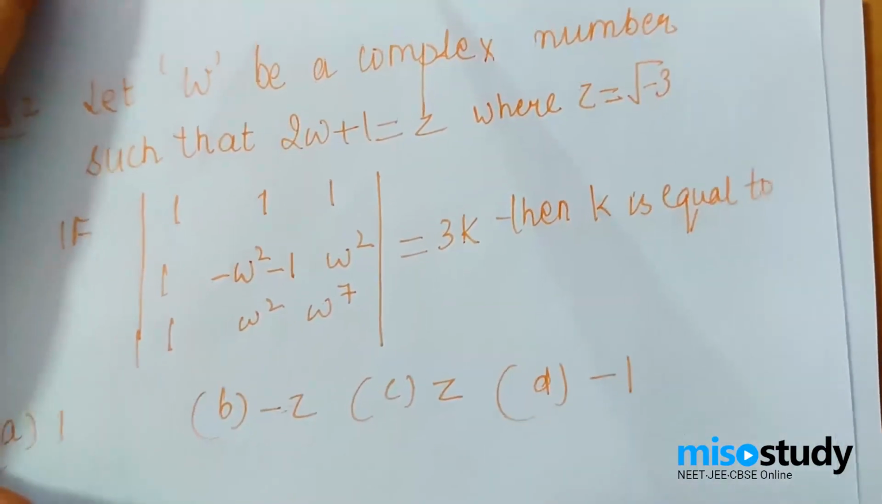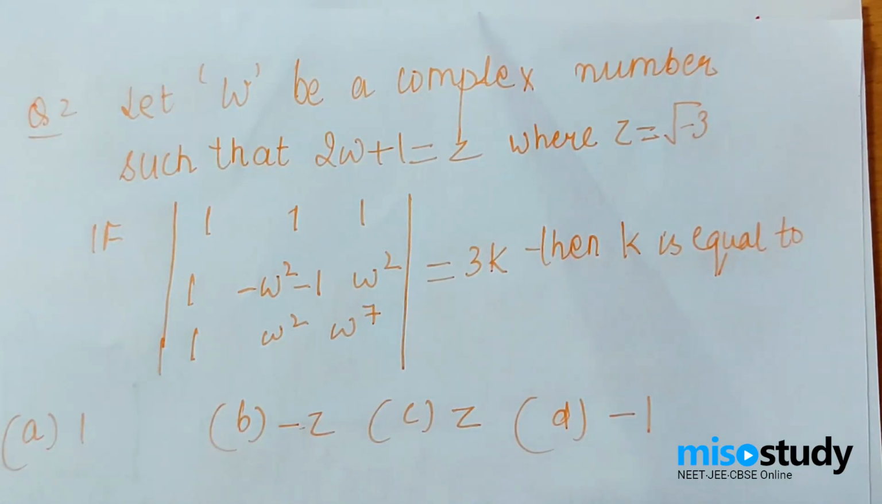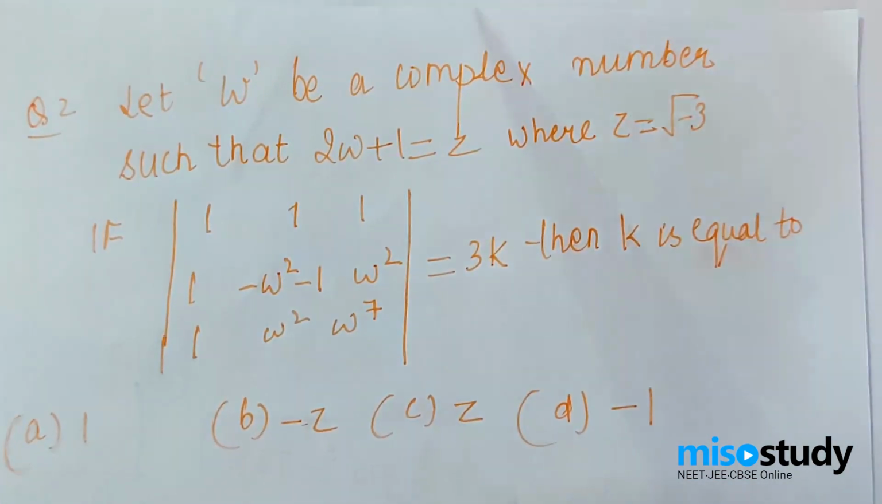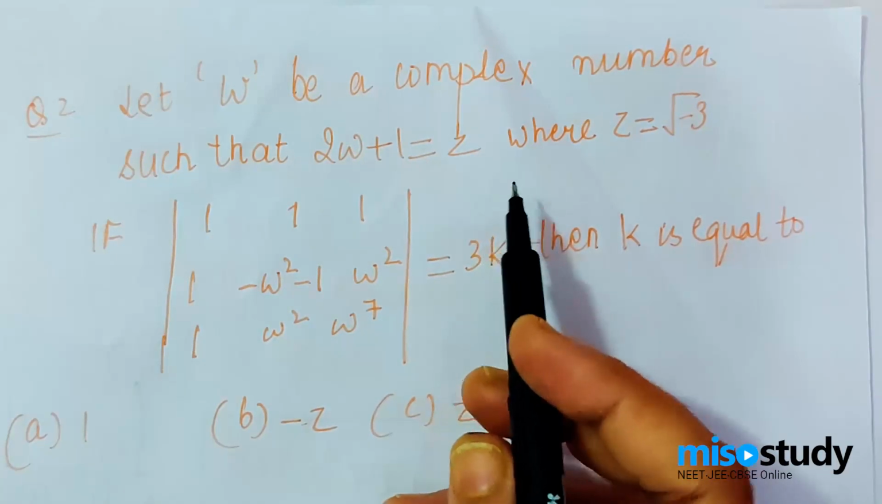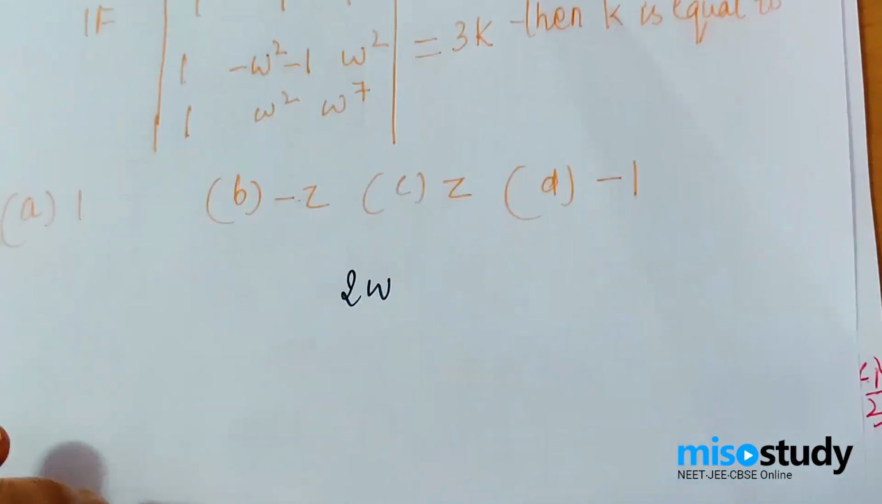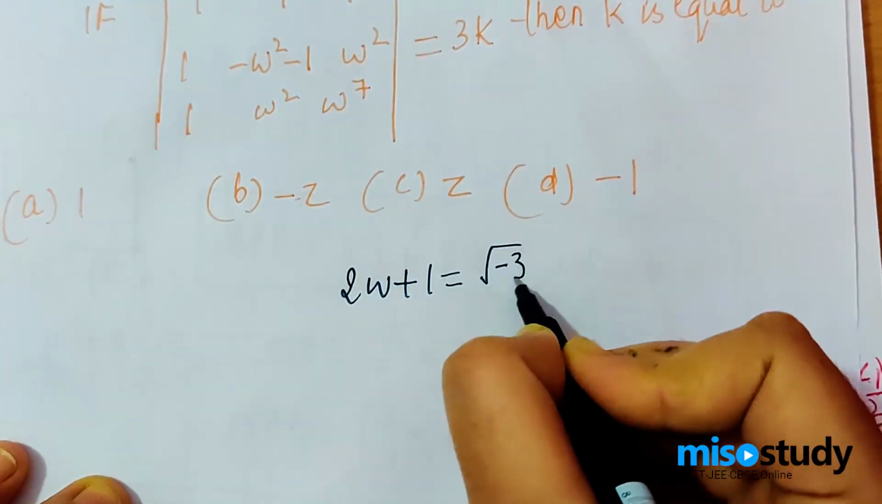This is question number 2. Again, this question has been asked in your IIT very recently, the 2017 Mains exam. Let omega be a complex number such that 2 omega plus 1 is equal to z, and z is equal to under root minus 3. Now, if I put the value of z, I will get 2 omega plus 1 is equal to under root of minus 3.